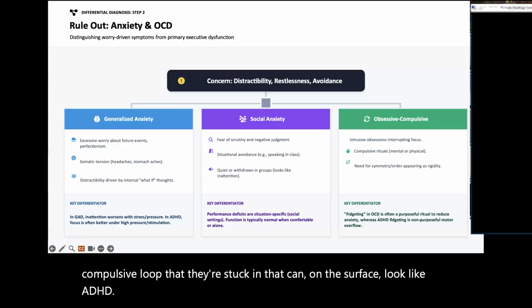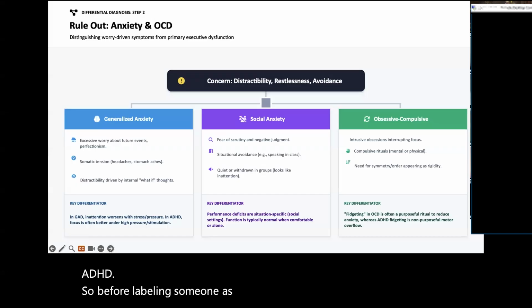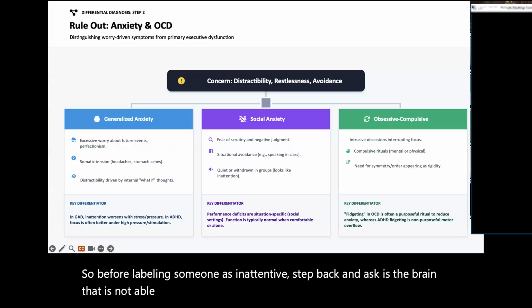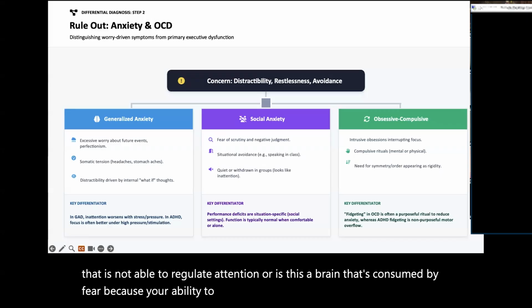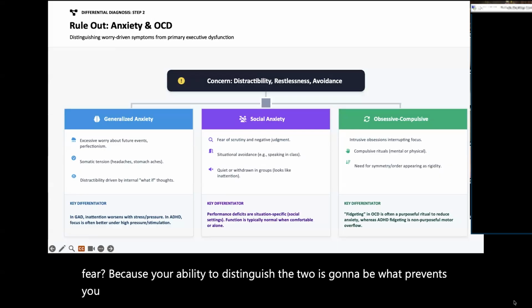So before labeling someone as inattentive, step back and ask, is this a brain that is not able to regulate attention, or is this a brain that's consumed by fear? Because your ability to distinguish the two is going to be what prevents you from misdiagnosing and helps you prescribe appropriate treatment.